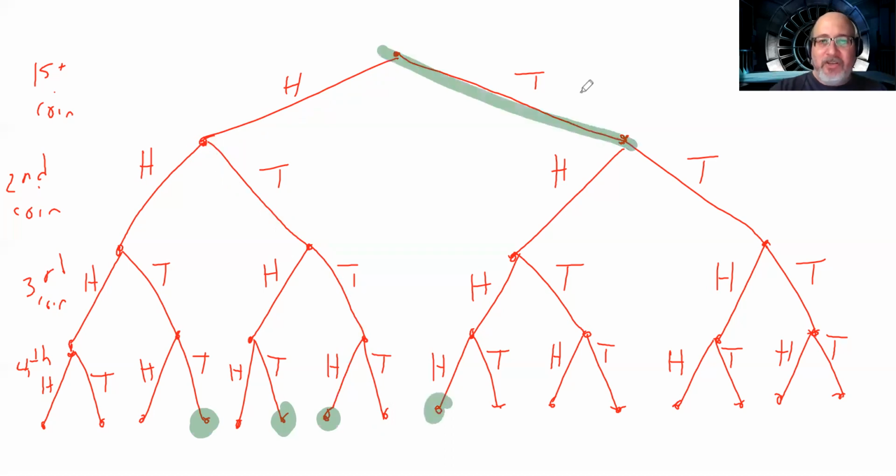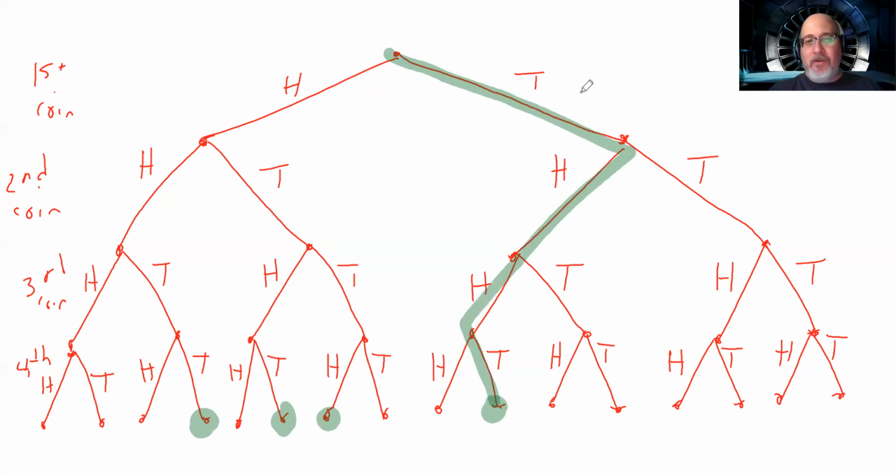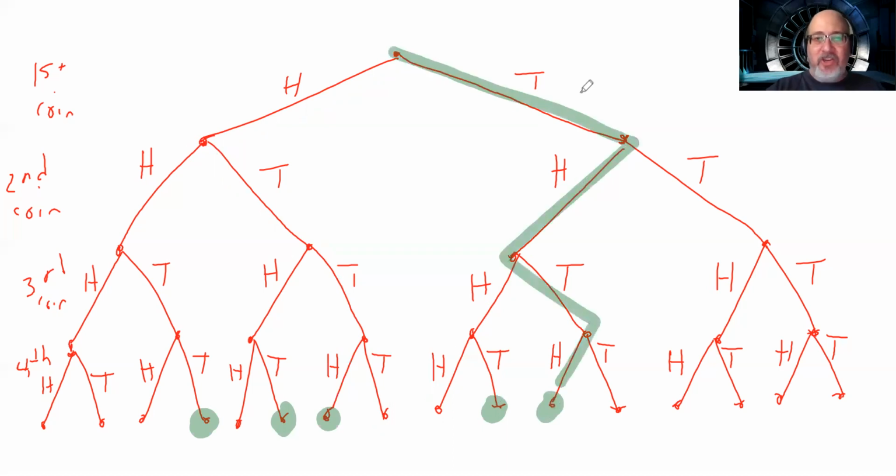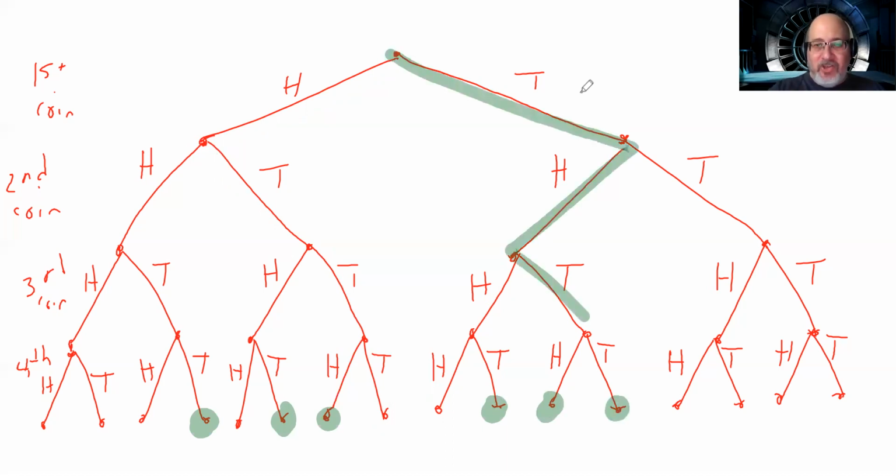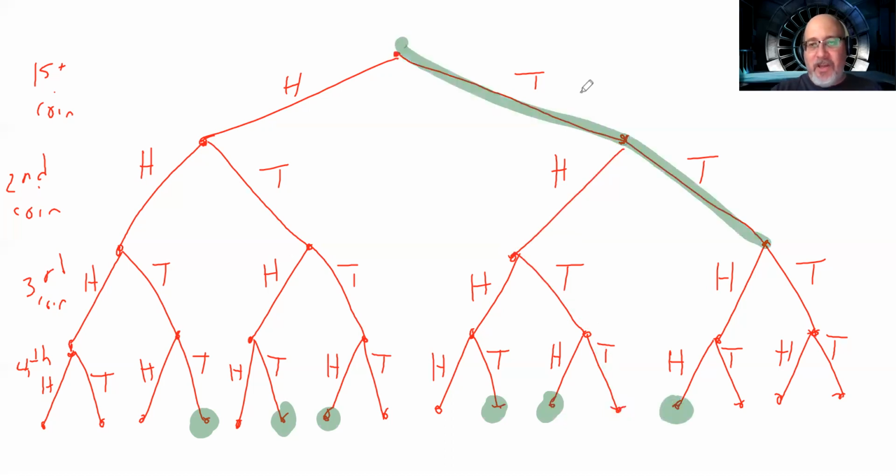Next, T, H, H, H. That is not 2 of each. Next, T, H, H, T. That is 2 of each. We keep that branch. This one. T, H, T, H. That is 2 of each. We keep that. This one. T, H, T, T. That is not 2 of each. We don't keep that one. This one. T, T, H, H. That is 2 of each. We keep that one.